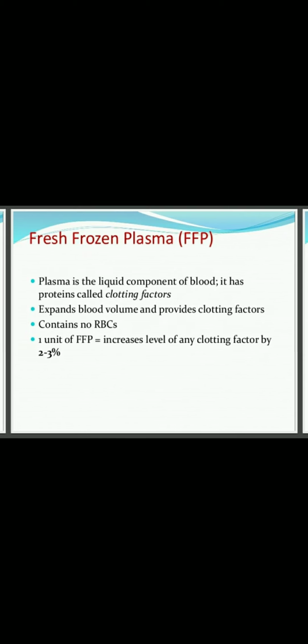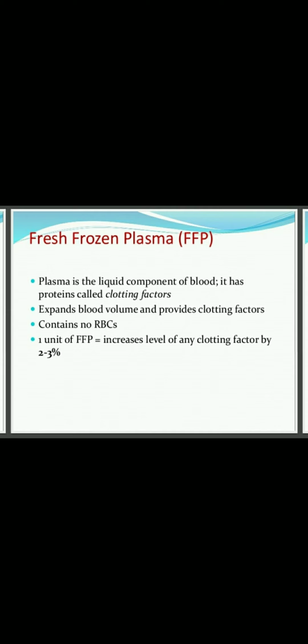Starting with the blood products, the first is FFP. It is fresh frozen plasma. Plasma is the liquid component of blood. It has proteins called clotting factors. It expands blood volume and provides clotting factors. It contains no RBC. 1 unit of fresh frozen plasma increases the level of any clotting factor by 2 to 3%.